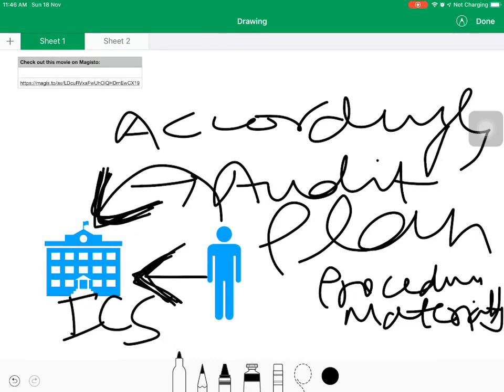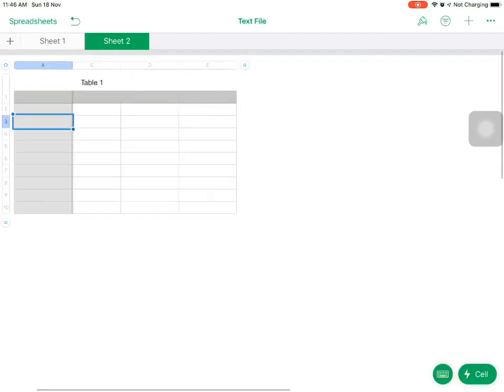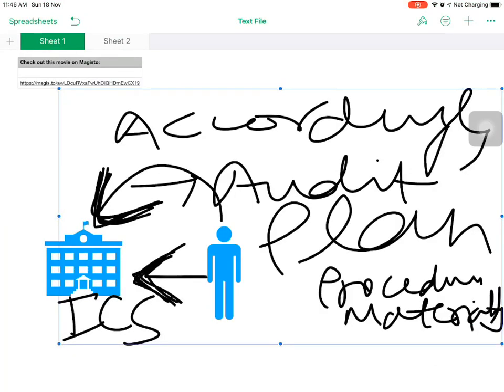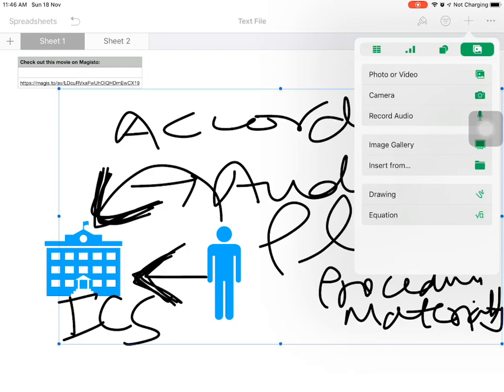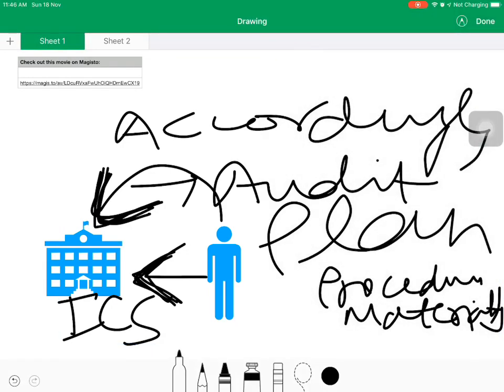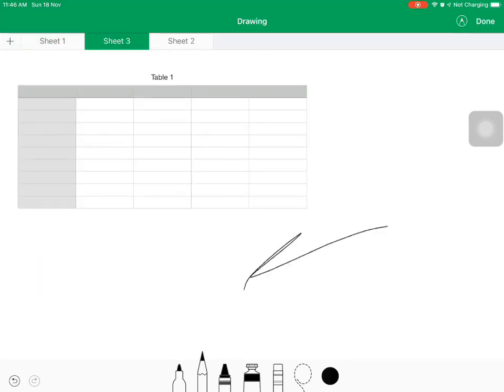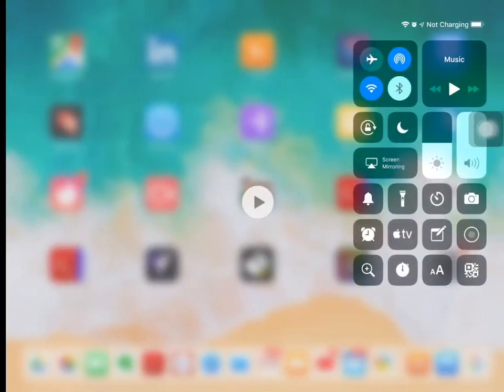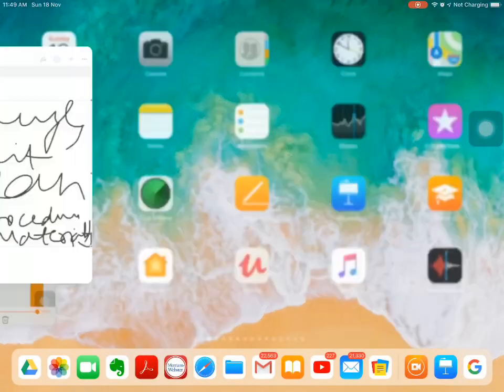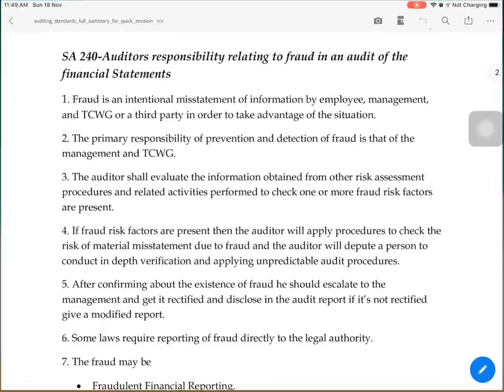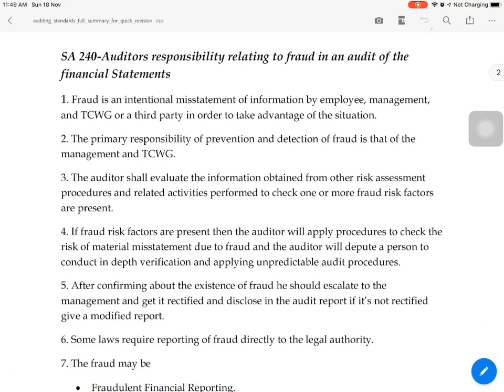So let's move on to the next sheet because this sheet is already filled up. Okay. So here I'm going to be choosing the drawing part again, which will allow me further. Yes. So let's get started. Wait for a second. So now let's get started again.